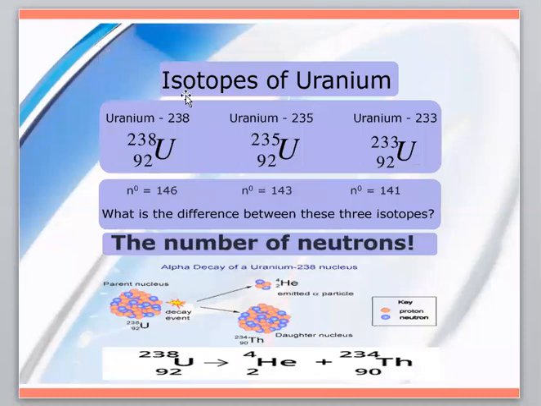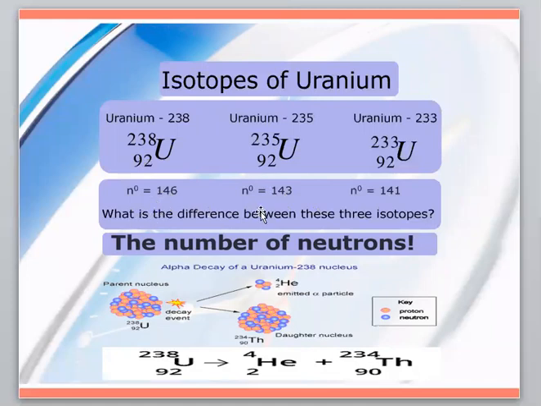Next, isotopes of uranium. Uranium has different isotopes. We consider only three here: uranium 233, uranium 235, and uranium 238. The atomic number of uranium is 92. It means it has 92 protons and electrons. The mass numbers are 233, 235 and 238. It means they have different numbers of neutrons. 233 has 141 neutrons, 235 has 143 neutrons, whereas 238 has 146 neutrons.